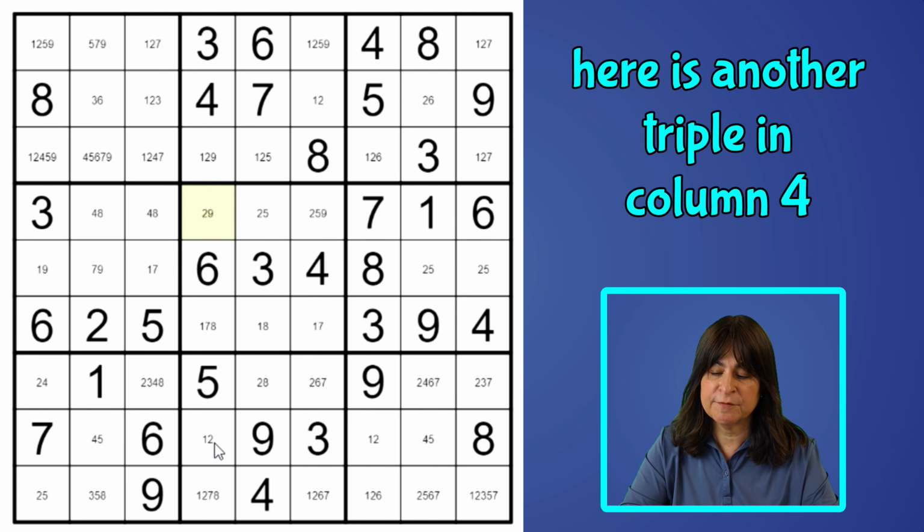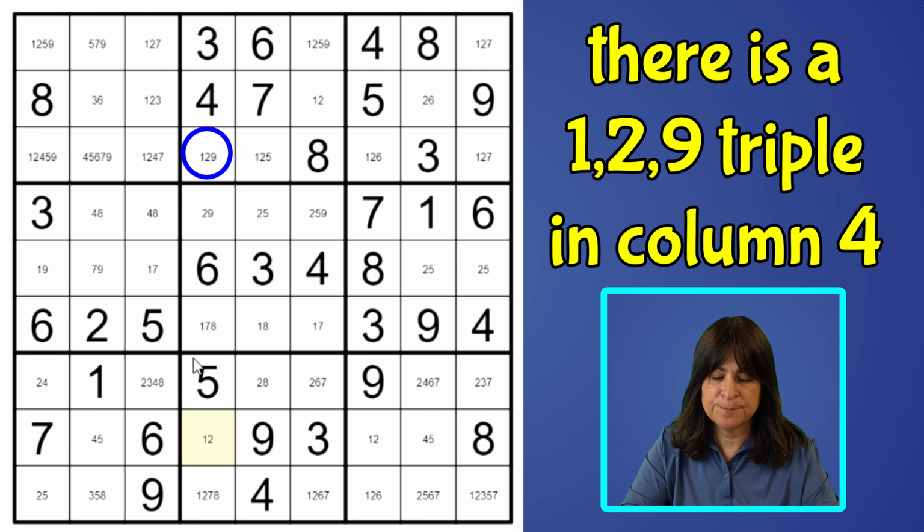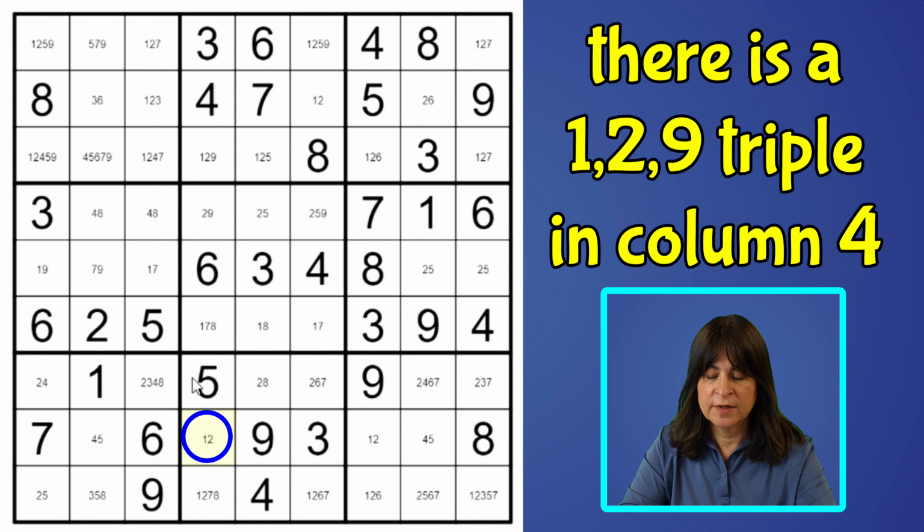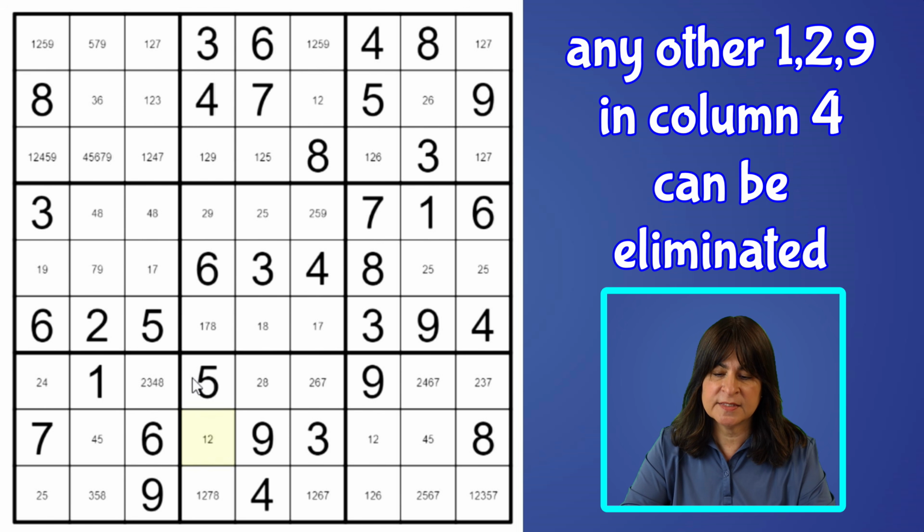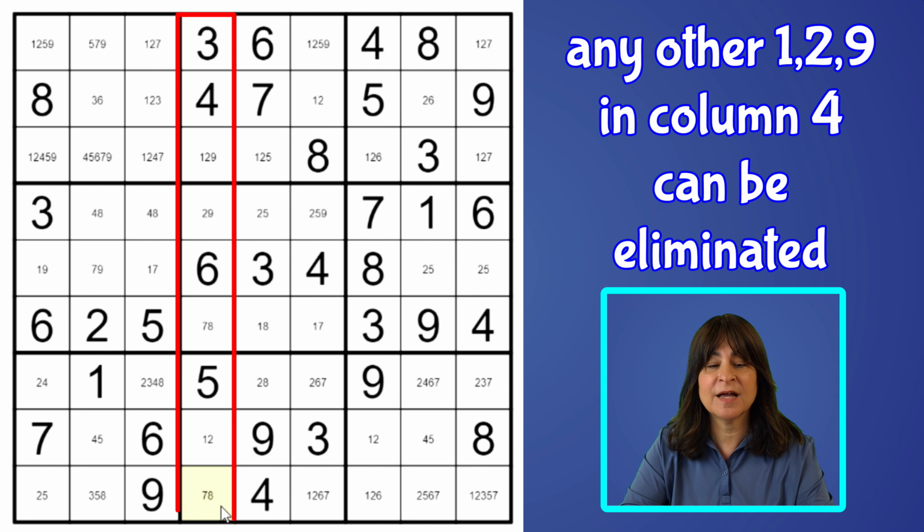Okay, here we have another triple in column 4. Do you see it? It's the 1, 2, 9 here, and the 2, 9 here, and the 1, 2 here. These 3 cells make up a triple in column 4, and that means that any other 1, 2, or 9 in the column can be eliminated. So here we have a 1, let's get rid of that. And here we have a 1 and a 2, so let's eliminate those. And so now we're left with a 7, 8 naked pair and a 1, 2, 9 triple in column 4.